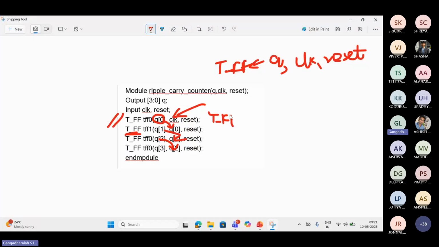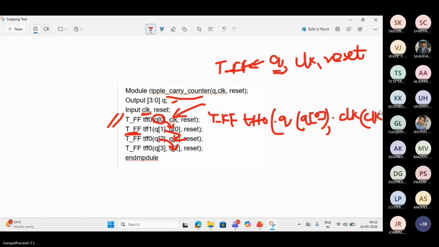So I can discuss these things in lab, of course. A couple of flip-flops I can discuss. See, TFF0, I can write like this. Dot Q of T underscore FF is connected to Q0 of ripple underscore carry counter. This is how you can tell the tool. Look at this, Q0, comma. Now dot clock of T underscore FF is connected to CLK of ripple carry counter, comma.